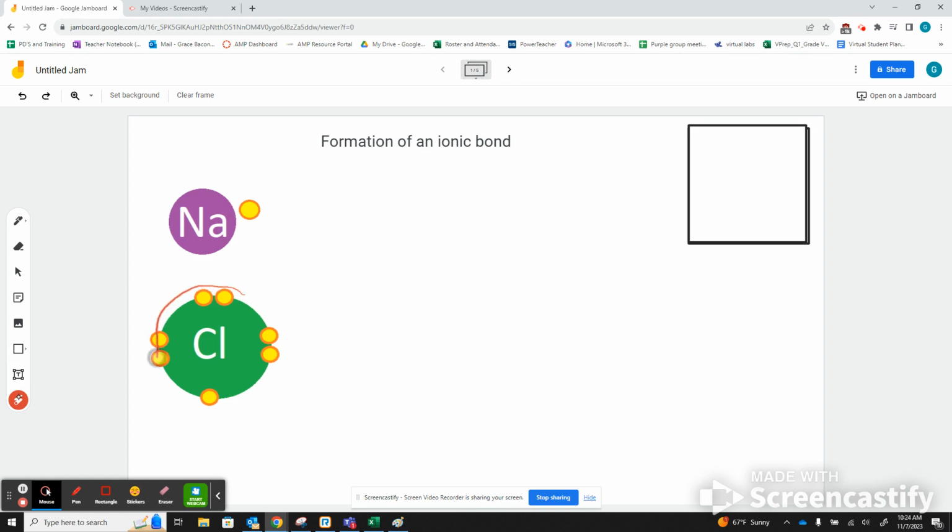And then we've got our neutral chlorine atom. And remember, a neutral chlorine atom has 7 valence electrons, but it really wants that full shell, and it would be really happy if it could just get that one more electron to have that full valence.